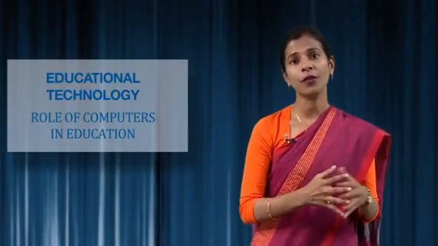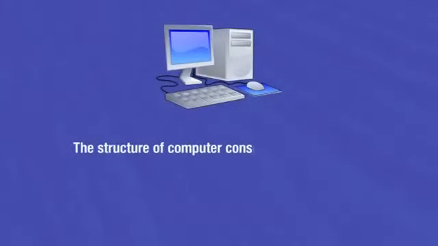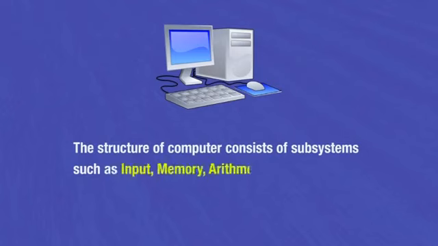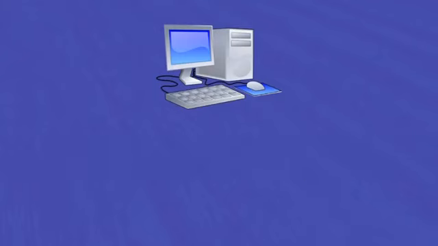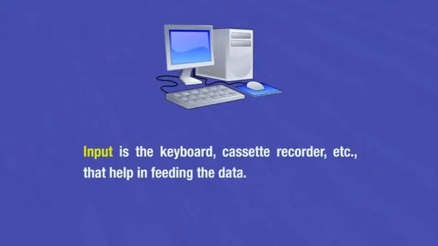There are different types of computers like microcomputers, mini-computers, mainframes and supercomputers. The structure of computer consists of subsystems such as input, memory, arithmetic and logic, output and control. Input is the keyboard, cassette recorder, etc. that help in feeding the data.